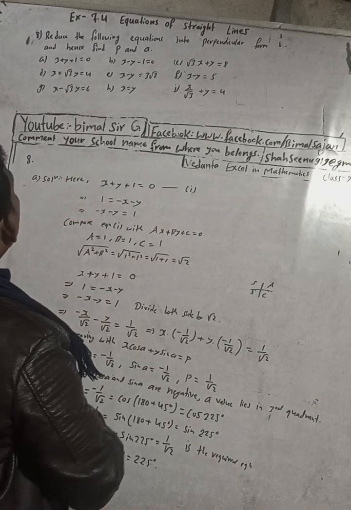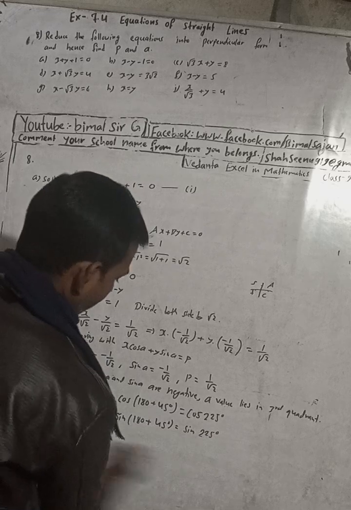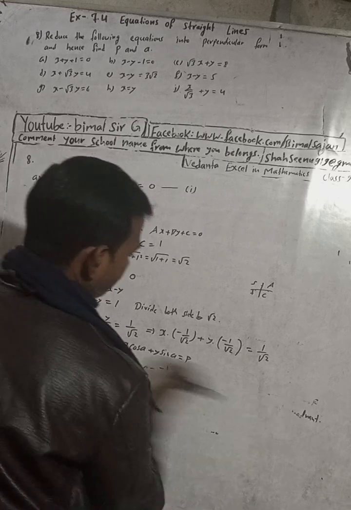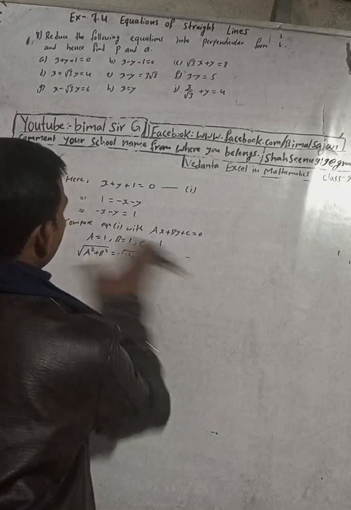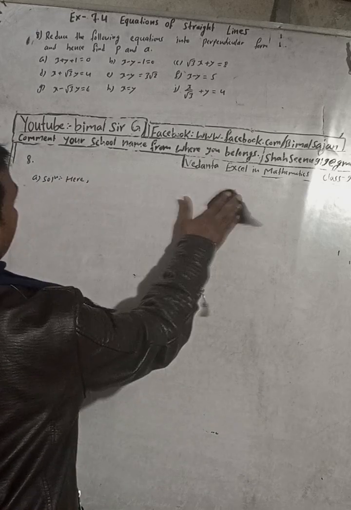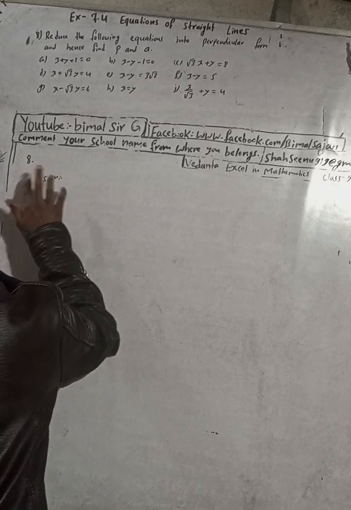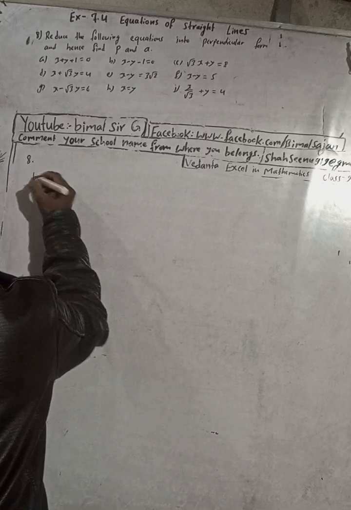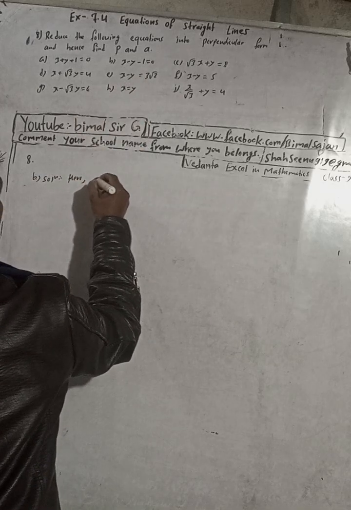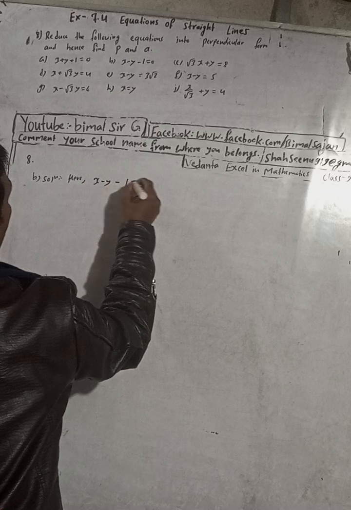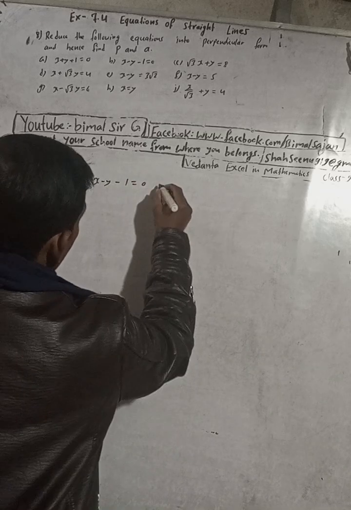So this is the solution of A number, now B number. Here is now B number. B number is here x minus y minus 1 is equal to 0. So this is our equation 1.